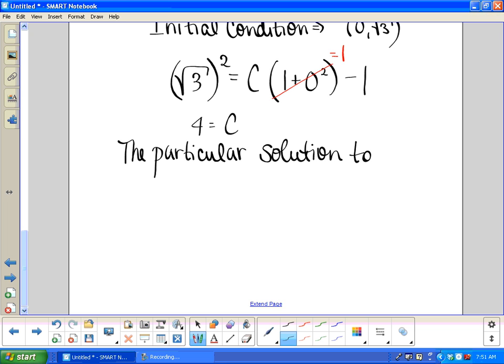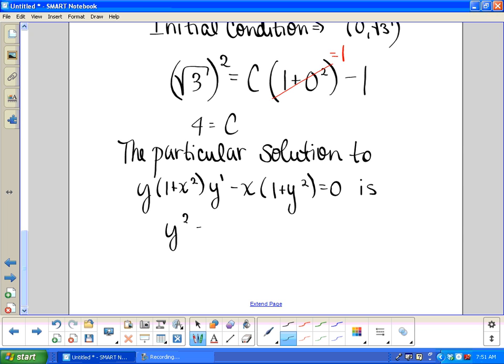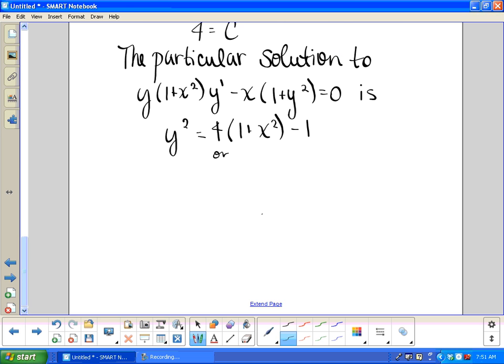to my DE, which was y times 1 plus x squared, y prime minus x times 1 plus y squared equal to 0, is y squared is equal to 4 times 1 plus x squared minus 1, or if you like to solve it all the way for y, you can have y is equal to plus or minus the square root of 4 times 1 plus x squared all minus 1.